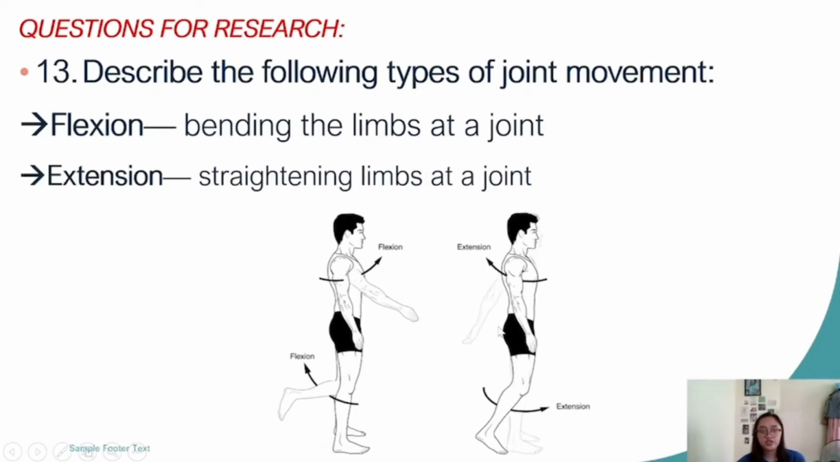Next is the flexion and the extension. Flexion is bending the limbs at a joint. Pag ganun. Bending the limbs at a joint. While the extension is straightening limbs at a joint. Extension. Ganun. Parang palikod. Nangyayari itong flexion extension. Good example nito is while we are walking.